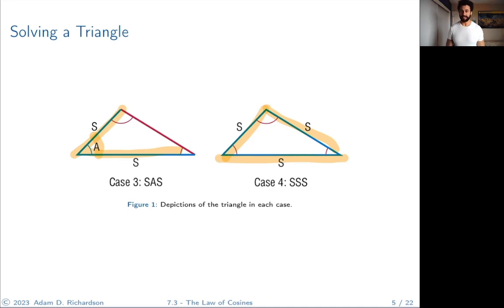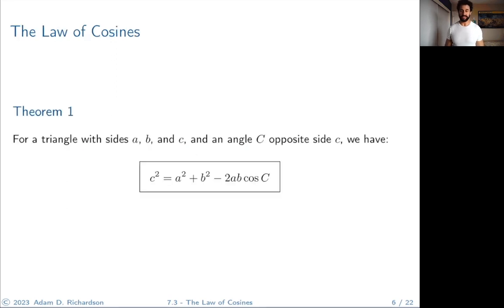So what is the law of cosines? The law of cosines is this equation. If you've got a triangle with sides a, b, and c, and an angle capital C opposite side little c, then this equation holds. So this is saying that c squared equals a squared plus b squared minus 2ab cosine C. And this is why it's called the law of cosines, because there's a cosine function that appears in this equation. The previous one was called the law of sines because a sine function appeared in that equation.